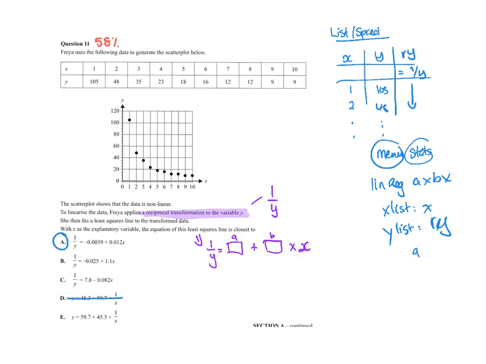It's definitely not D and E because they don't even have the 1 over Y, which we must have there. So you could eliminate those two and get down to a 1 out of 3.